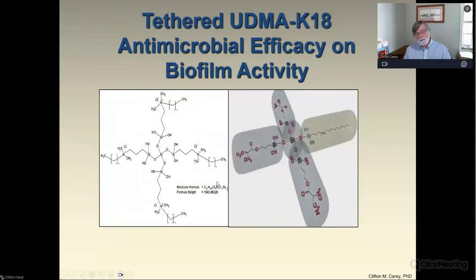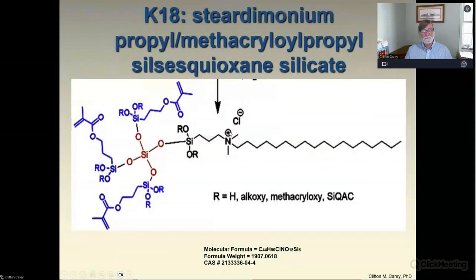So this now leads me to some research that we did using something called K18. It's a quaternary amine system based on the silane, with the branches coupled off of it. And what we did was we made that into a UDMA HEMA sealant and were able to use this to keep the active antimicrobial K18 as part of the polymer backbone so that it wouldn't diffuse away from the sealant. It's always there. And this is just a little close-up of that so that you can actually see the structure. And it's these parts right here and here that are bound to the backbone of the polymer.